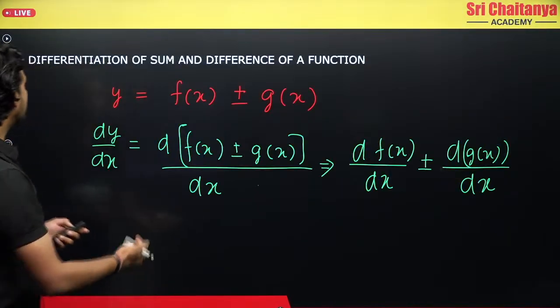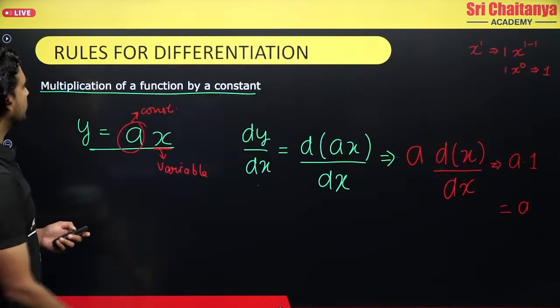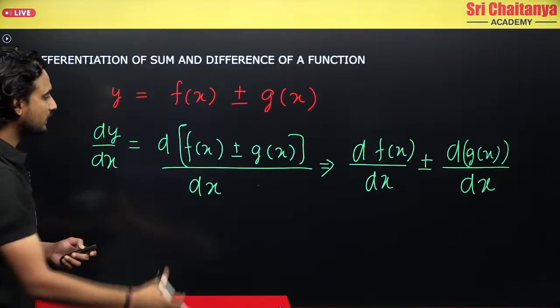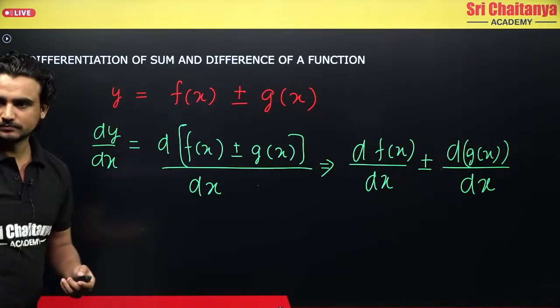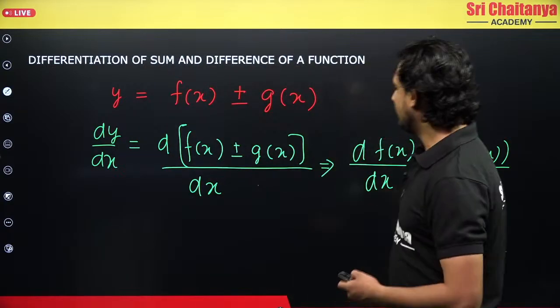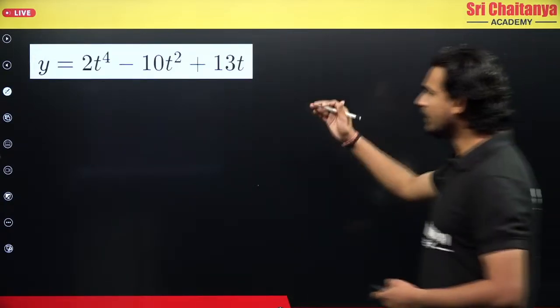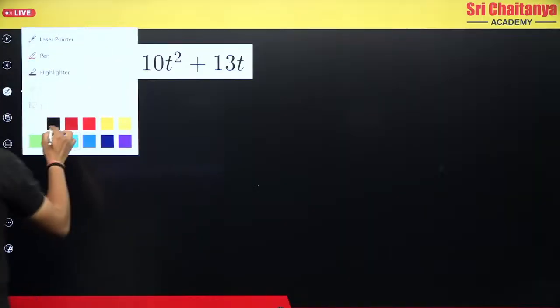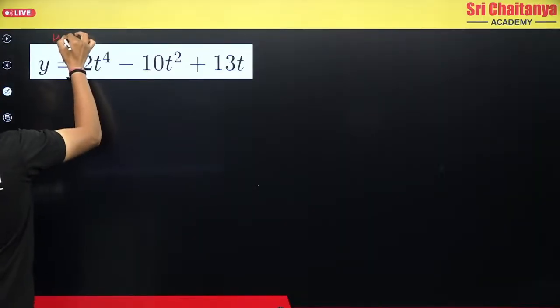The basic knowledge is that these are the two rules we are using: multiplication of a function by a constant, and the sum and difference of functions, and all the basic formulas which we know. This is very important here. I will give you this question for homework.